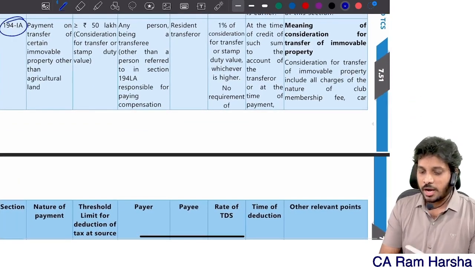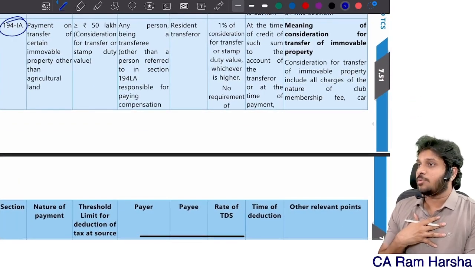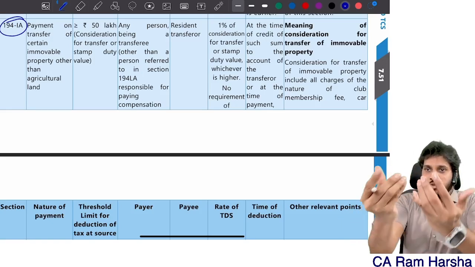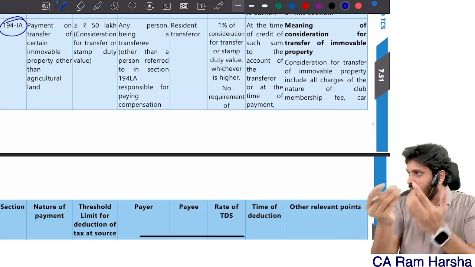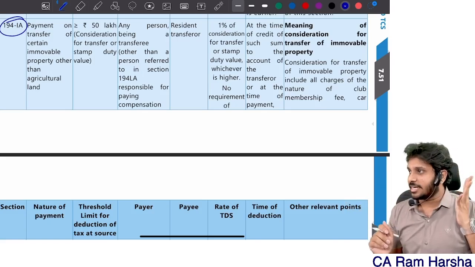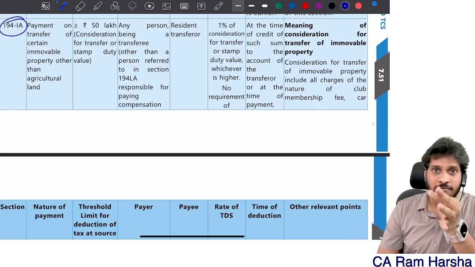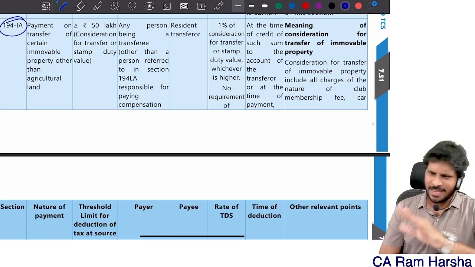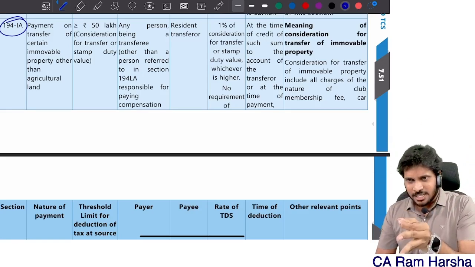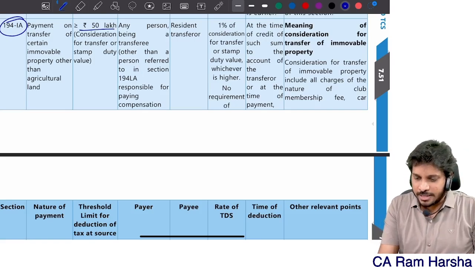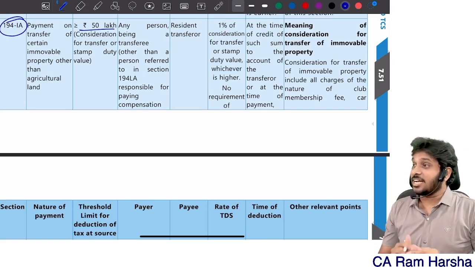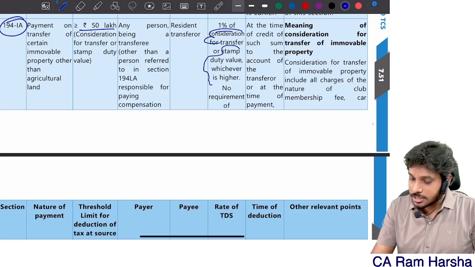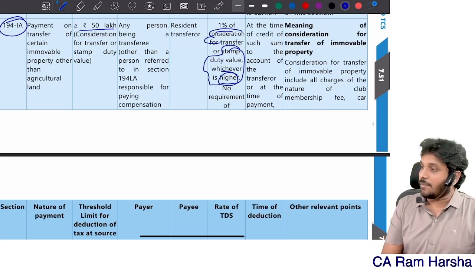Then 194IA, you are purchasing immovable property, where I am making payment to the seller. Since I am the payer, I should deduct TDS. When should I deduct the TDS? If the consideration exceeds 50 lakh or the stamp duty value exceeds 50 lakh. Either consideration or stamp duty value. If at all they exceed 50 lakh, then I should deduct TDS at 1% of consideration or stamp duty value, whichever is higher. Getting it?